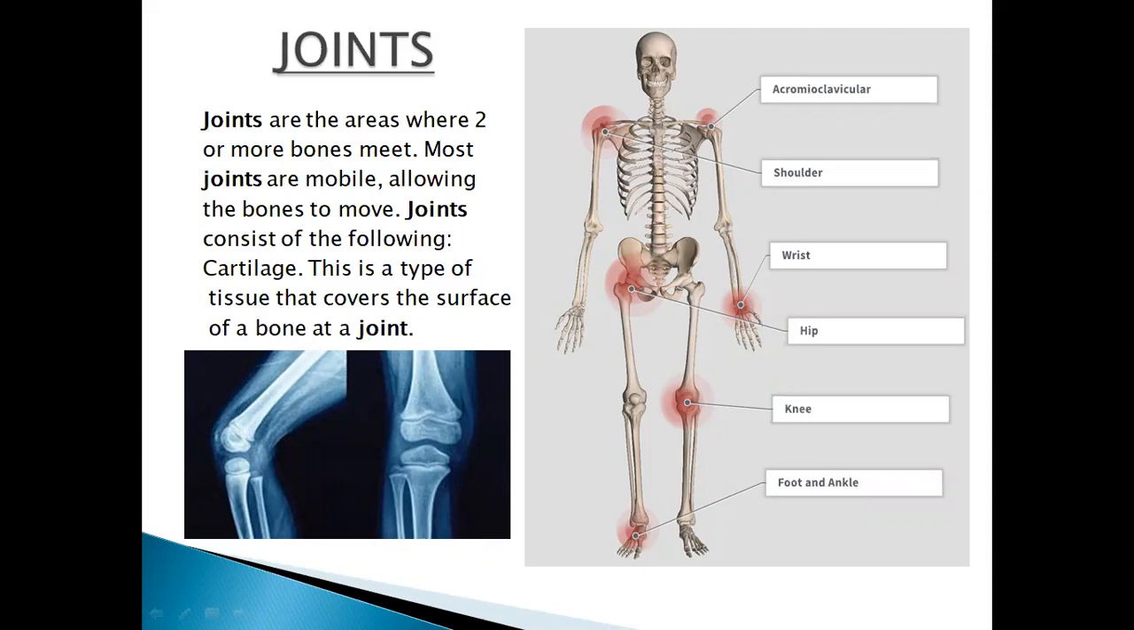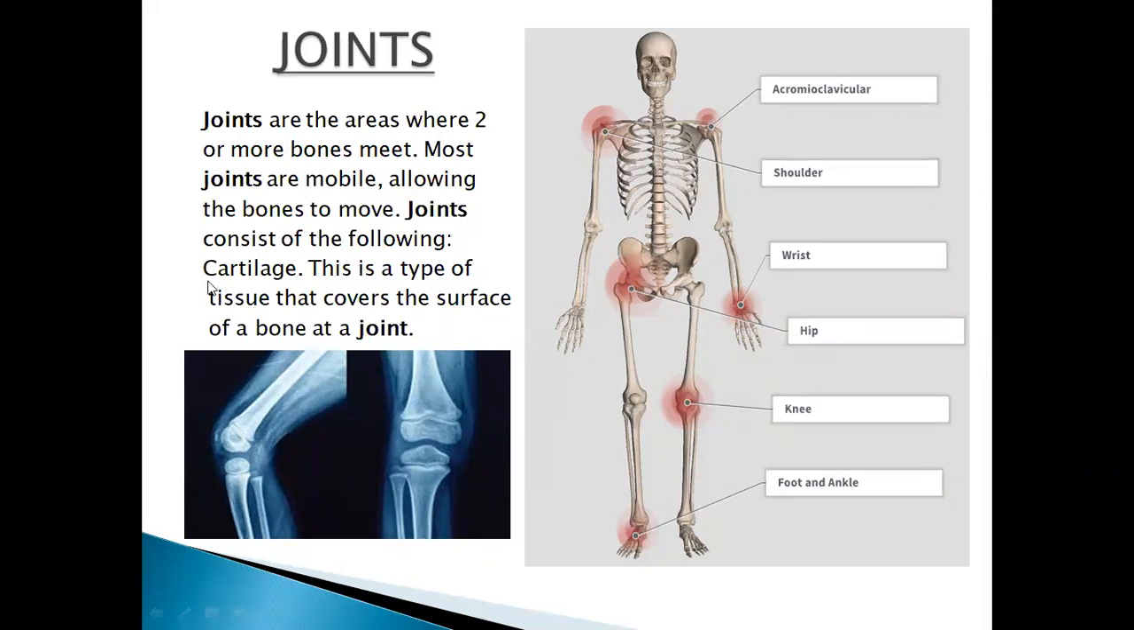Now, the next topic, joints, is started here. What are joints? You can say that joints occur where bones meet. Or a joint or articulation is a place where 2 bones or bone and cartilage come together. But here we mention joints are the areas where 2 or more bones meet. Most joints are mobile, allowing the bones to move.